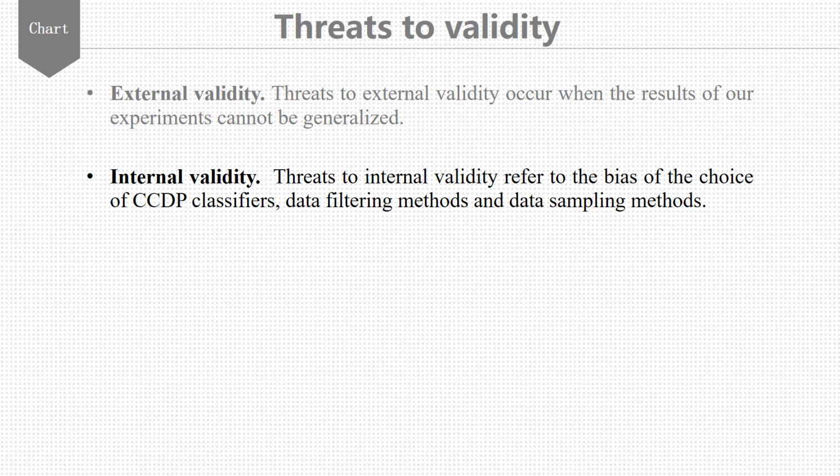The second one is internal validity. In this work, we only use three classifiers: naive Bayes, random forest, and logistic regression, due to their popularity in defect prediction. In addition, we choose two representative data filtering methods, NN filter and DBSCAN filter, and two representative data sampling methods, RUS and SMOTE.